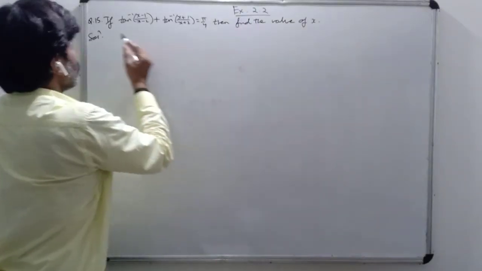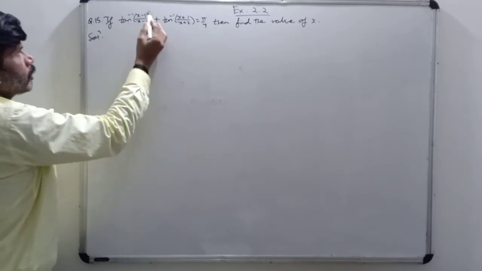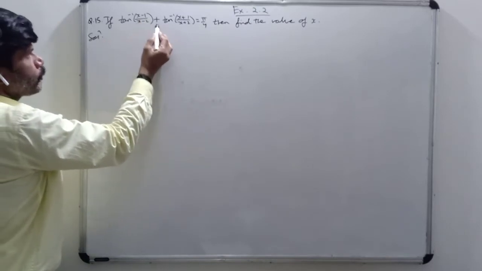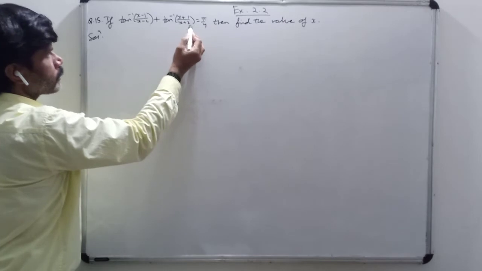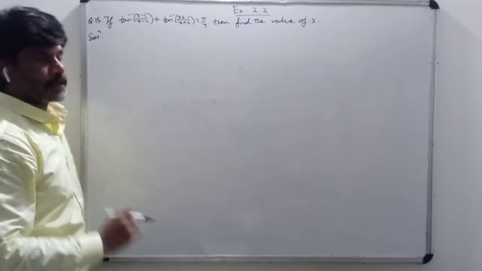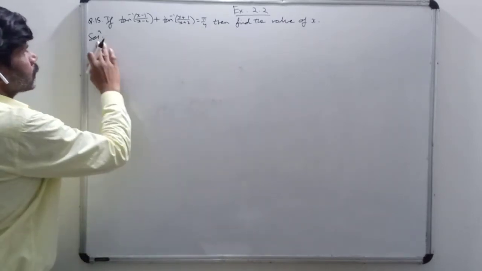Exercise 2.2, question number 15. If tan inverse of (x minus 1) upon (x minus 2) plus tan inverse of (x plus 1) upon (x plus 2) is equal to pi by 4, then find the value of x. Okay, so we'll start the solution.